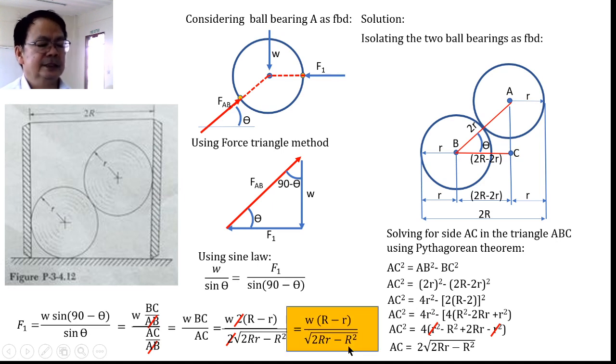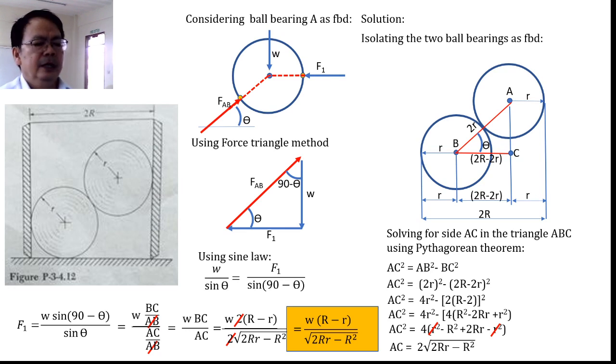And that gives us the force exerted by the ball bearing upon the cylinder, as this is also the force exerted by the cylinder upon the ball bearing. And this is our answer now. So to solve for the second question, okay, whether to find out what is the minimum weight that will prevent the cylinder from tipping.